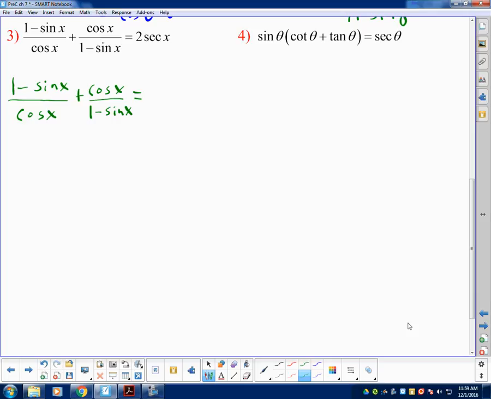as one fraction. So I'm going to take 1 minus sine x over cosine of x, and I'm going to multiply that by the denominator of the other fraction, 1 minus sine x.